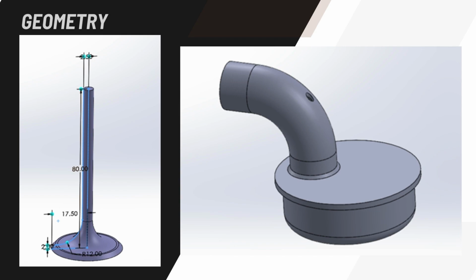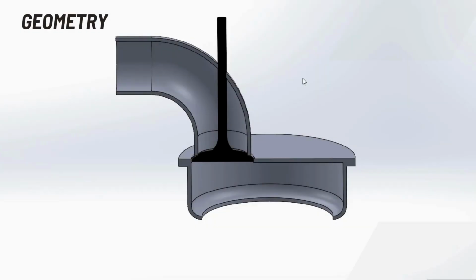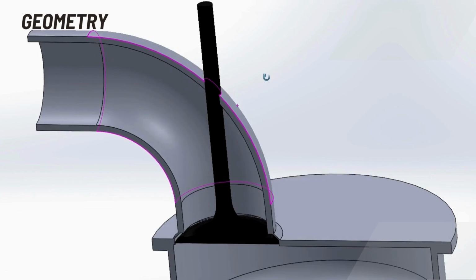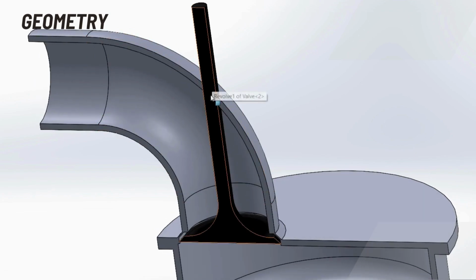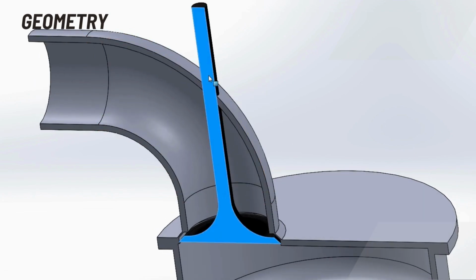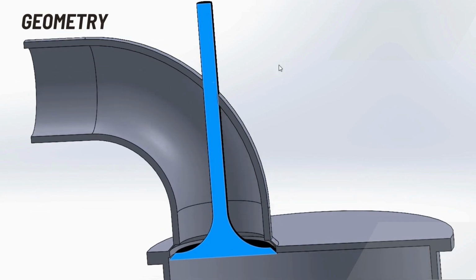For our design modeling, it was quite simple. It was just a combination of a valve and a body of an engine cylinder head. As you can see here, this is the cross-section area of the assembly. If we take a closer look, you can see that there's a hole on the body which allows the valve to move upward and downward.